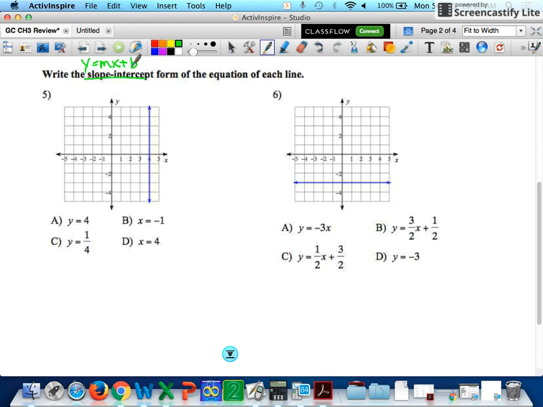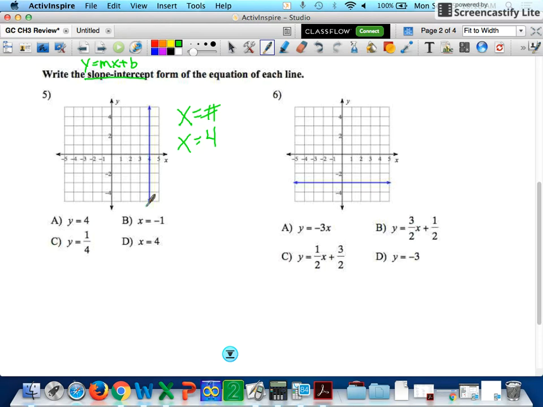Okay, this is a vertical line. Every single formula for a vertical line looks like x equals some number. And it's whatever number this line goes through. This one's at 4. So it's x equals 4. And think about that. That means at x equals 4, here's an answer. Well, also at x equals 4, there's an answer.